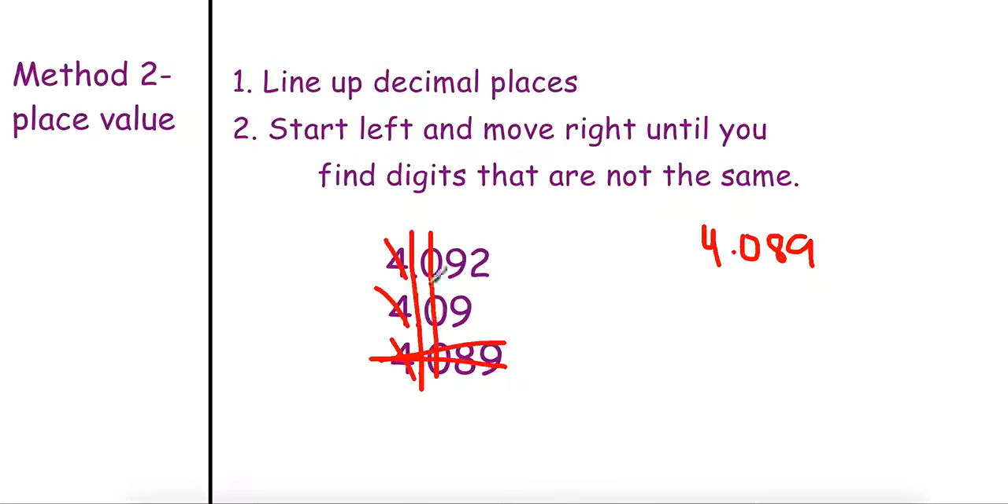So let's get rid of it. Now let's look at the other 2. We have a 9 and a 9. They are the same. This one has a 2. This one doesn't have anything. So you need to think of it like a 0 there. What is smaller, a 0 or a 2? Well, it's a 0. So 4.09, and yes, you can write the 0 if you want, would be next, and then 4.092 would be the last.